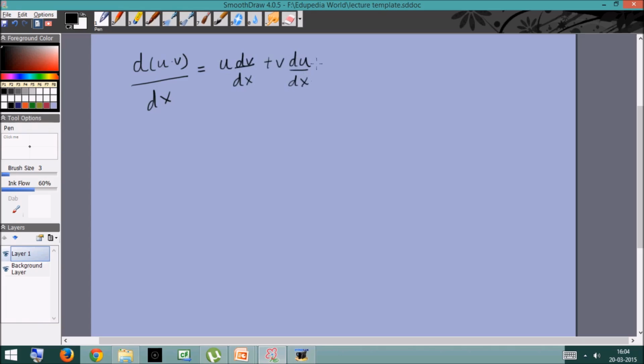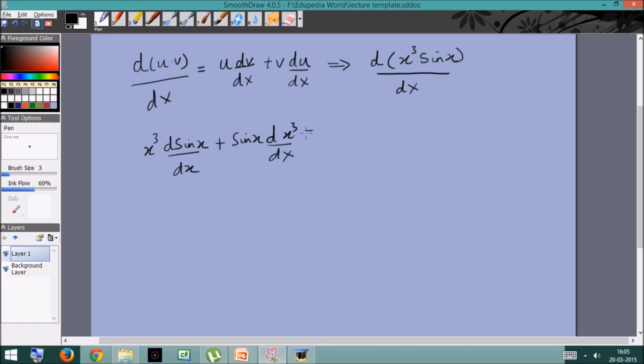That means if you want to find the derivative of x cube into sine x by dx, we know the derivative of x cube and we know the derivative of sine x. So the product rule says we know the derivative of the product of the two, and that will simply be x cube times d of sine x by dx plus sine x times d of x cube by dx. So it becomes x cube cos x plus 3x square sin x.